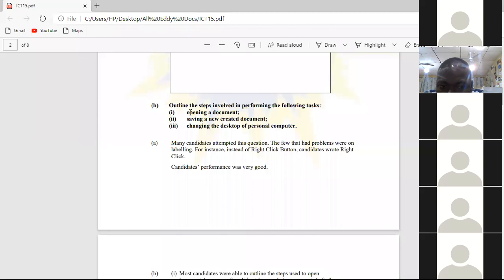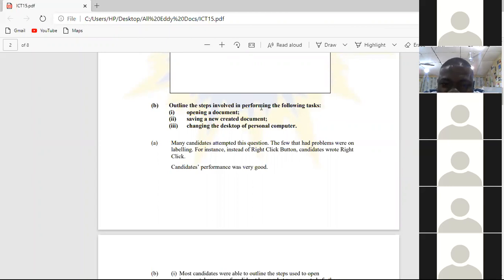First, click on the Start button. Then you click on All Programs. Then click on Accessories. Then you click on Microsoft Word.